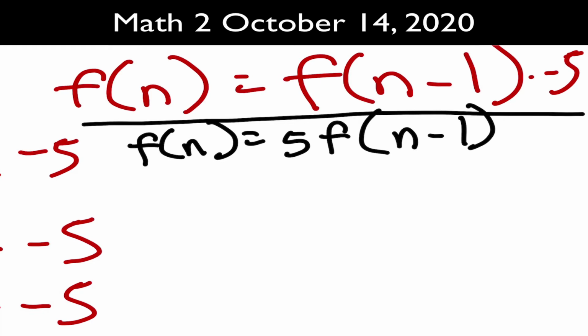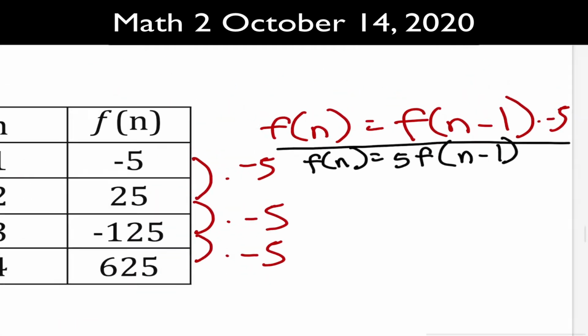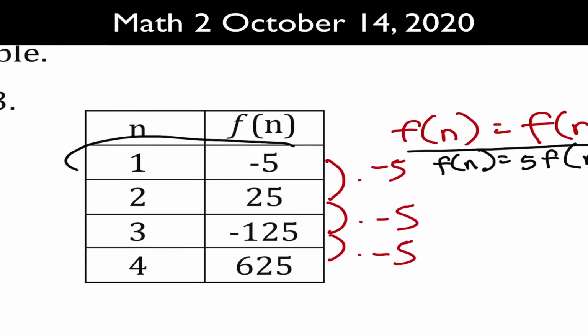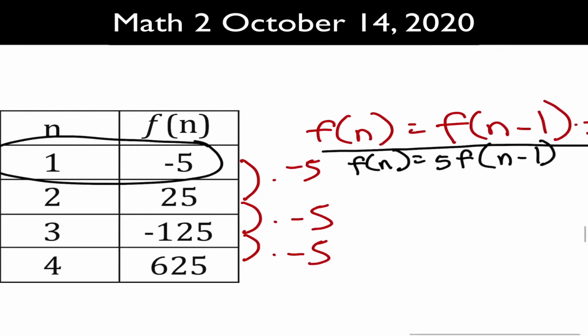Now keep in mind, once we have our recursive equation in place, we need to define the very first term that we were given. You see this n at 1 right here. We need to switch it to f of 1, and what's the actual output for that? The actual output is -5. So let's say f of 1 is -5. Okay, so that's our recursive.